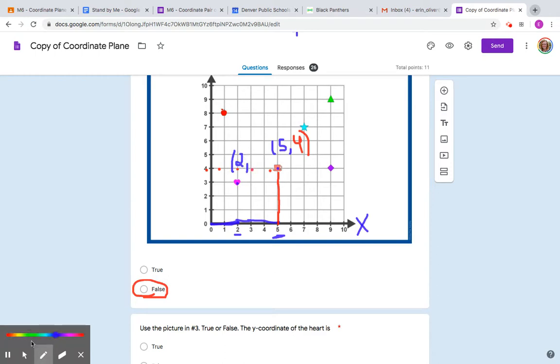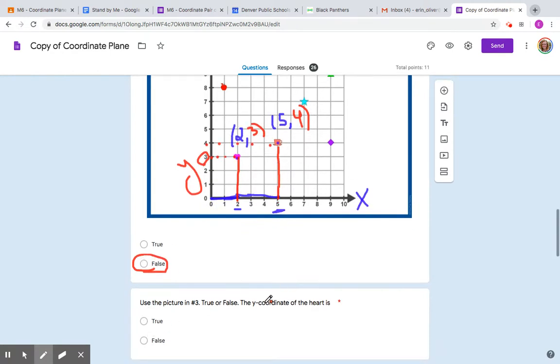Let's find my y-coordinate. I go 2 and I go up 1, 2, 3. And I can go over to make sure, yep, I hit 3 on the y-axis. So, in the picture, the y-coordinate of the heart is 3. True. Our y-coordinate is 3.